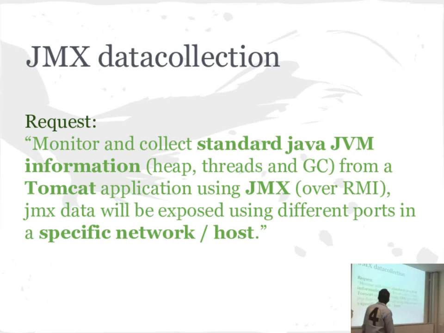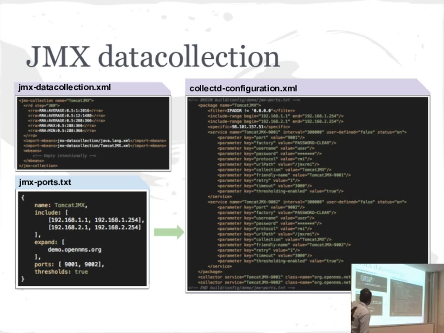Yeah, JMX data collection. That was the request I got. It's like, get standard Java JVM information from a Tomcat using JMX over RMI. Again, there's an entry like this that says, look for Tomcat servers on this network range and on this specific host, and the ports that JMX is going to be exposed on are 9001, 9002, and the threshold true is the flag that activates all the thresholding associated with JVMs, which is not covered here, like number of threads and so on. And again, it produces all the configuration needed for JMX and data collection in Collectd.